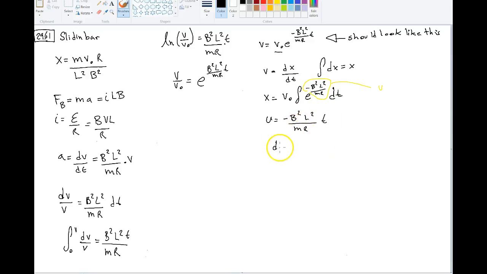So we've got a way of expressing dt, so this is v0 mR divided by negative B squared L squared. Yeah, and integrating e to the u du from 0 to t, put that in negative.